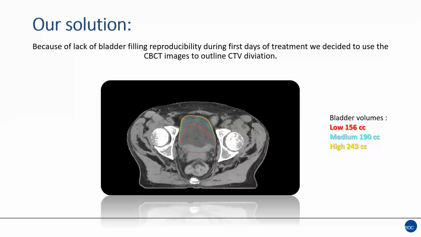In this case, based on the CBCT we have for the first few fractions, we used different bladder volumes. Of course, the bladder here is the CTV because this is the target volume. And we now have 3 different volumes. The high, 243, was the original one. Then we have the medium, which was the outline with a little bit less fluid in the bladder, and the low, which was the lowest we noticed during these 7 days, which was 156.